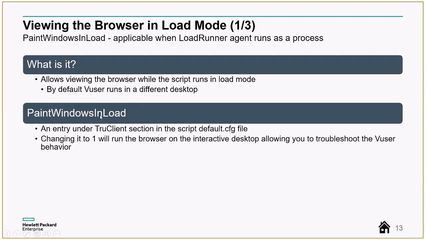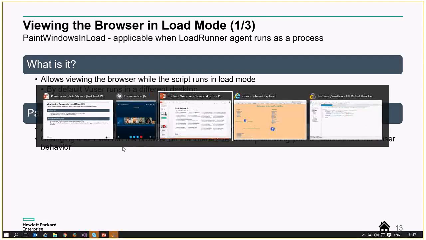So this option can be activated by going to the default CFG file located in the script directory. And under the TruClient section of the default CFG, you need to change the value to 1 from 0, and then it will work. Let me quickly show you that.